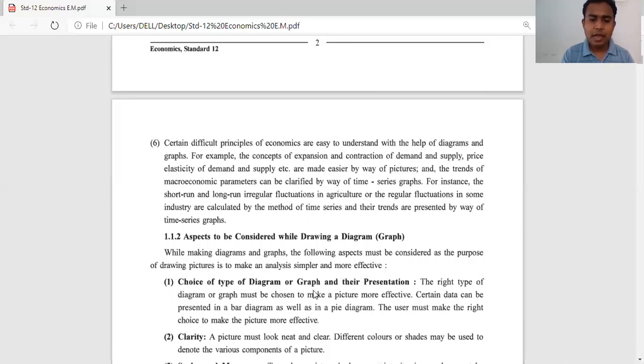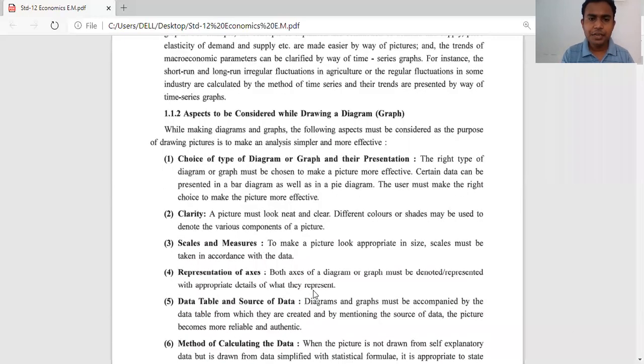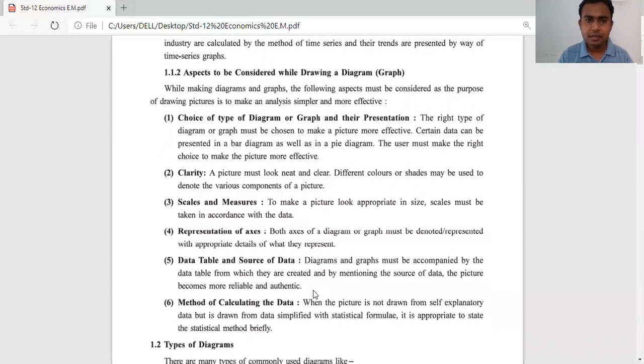Then, as we are drawing the graph, we need to keep some points in mind. The first point says, choice of type of diagram or graph and their presentation. Before we start making the diagram or graph, we have to understand which graph or diagram we have to select. The right type of diagram or graph must be chosen to make a picture more effective. Certain data can be presented in a bar graph or bar diagram, and some in a pie diagram, right?